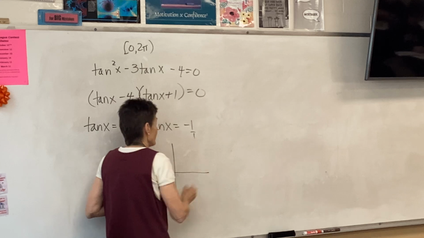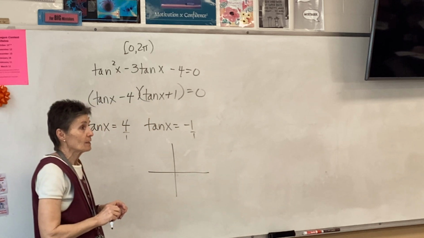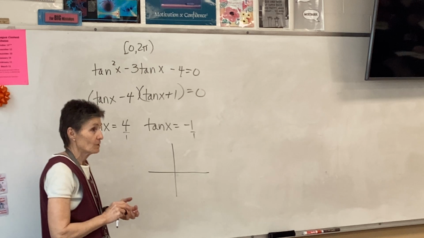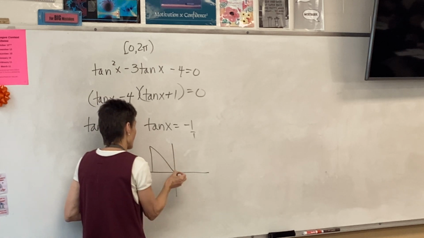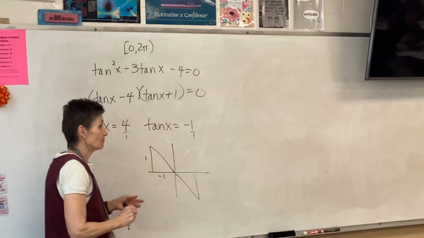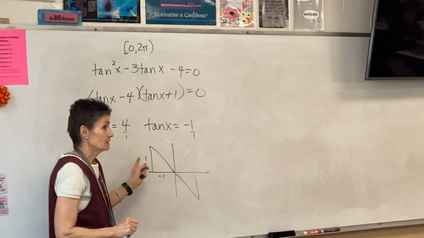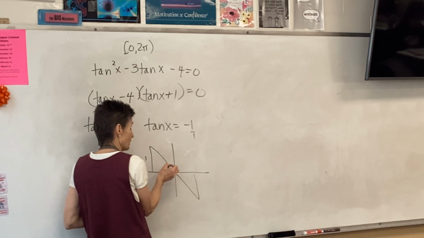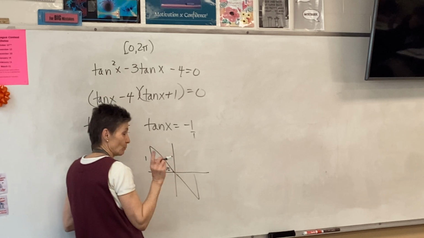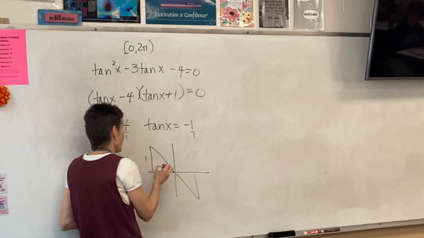What quadrants will I look in if my tangent is negative? 2 and 4. And opposite and adjacent, 1 over 1, which means this angle is 45. But remember, you're in radians. So pi over 4.